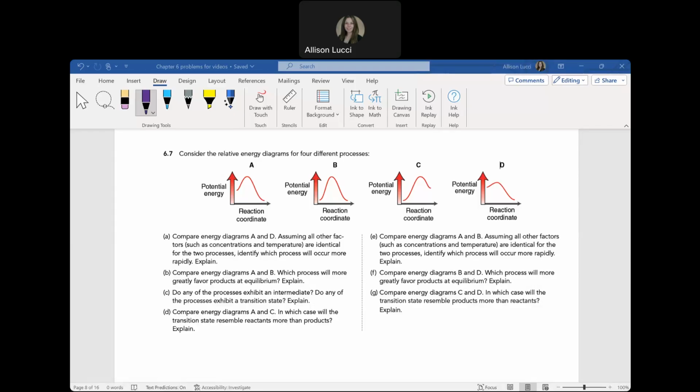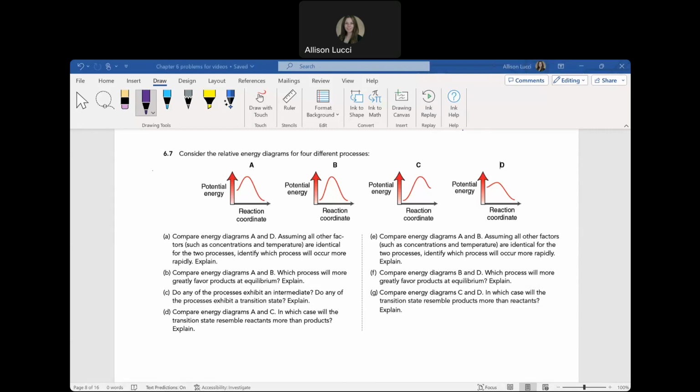Okay, we have problem 6.7 now to take a look at. And we're given four different energy diagrams here. And we're told that potential energy is on our y-axis, and then the reaction coordinate is along the x-axis. And we have cases A, B, C, and D to compare here, and a few questions below.